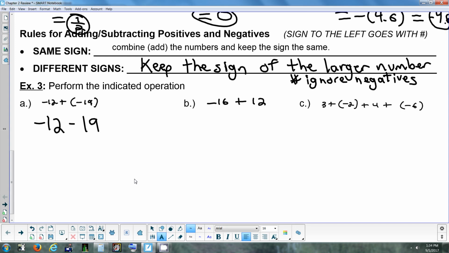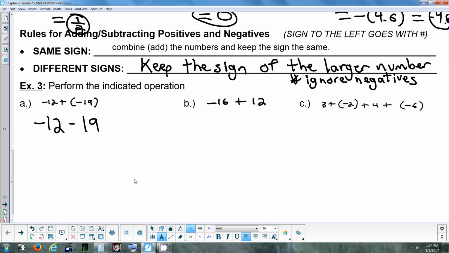Negative 12, negative 19. If you were going to plug this in your calculator, like those blue ones that we have, you would put this as an actual minus sign, not as a negative. If you punched it in as a negative, it'll tell you you have an error. This still means negative 12 minus 19. But this is still a negative, right? So what situation are we dealing with? Same sign, or different signs? Same sign, right?